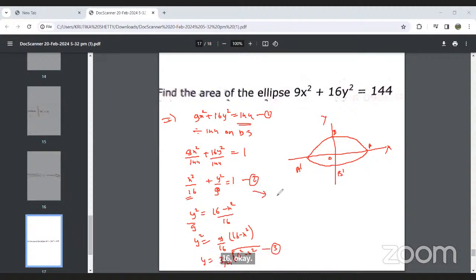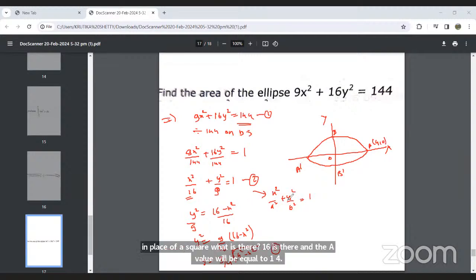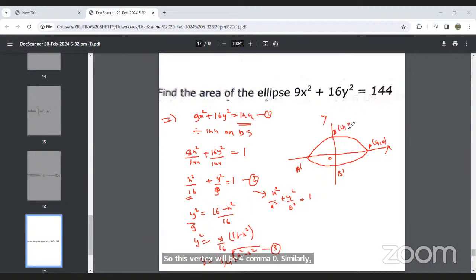When you compare it with the standard form, x square by a square plus y square by b square is equal to 1, in place of a square we have 16, so the value of a will be equal to 4. So this vertex will be 4 comma 0. Similarly, in place of b square it is 9, so this vertex will be 0 comma 3, and then again we need to shade it.